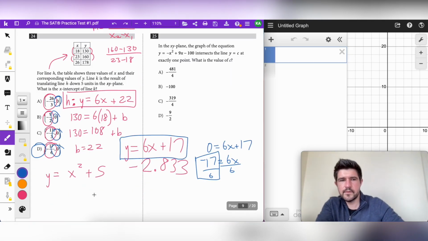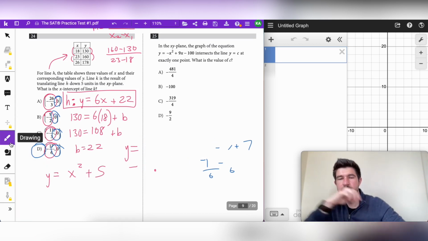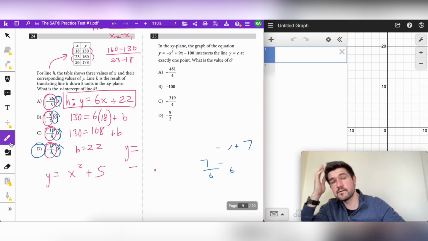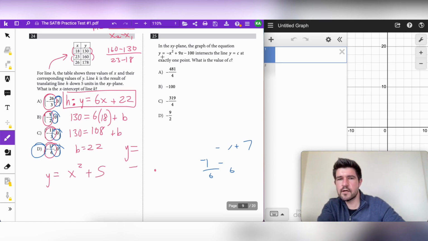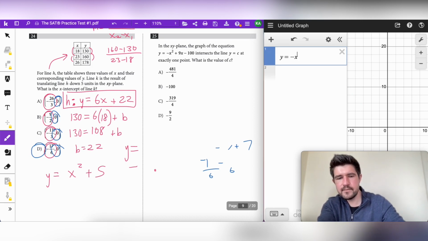All right, on to number 25. Before we get there, let's just clean this up a little bit. Actually, I don't think we're even going to need to make all that room. This one looks like we can do it in Desmos. So these two equations, negative x squared plus 9x minus 100 and y equals c, they intersect in, it says, 1 point. So this is hard to do without Desmos. It's doable, but you're not going to want to do it without Desmos. And we get an easy answer is the best way I could explain it in Desmos.